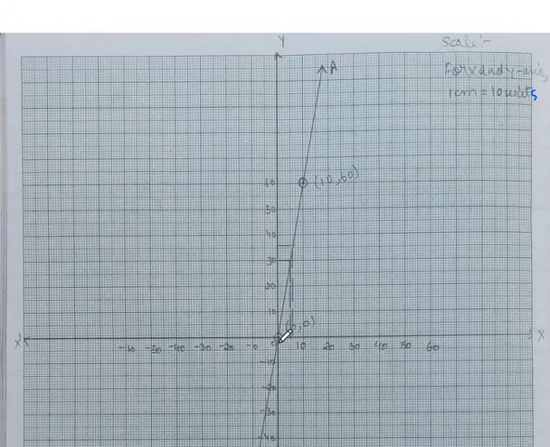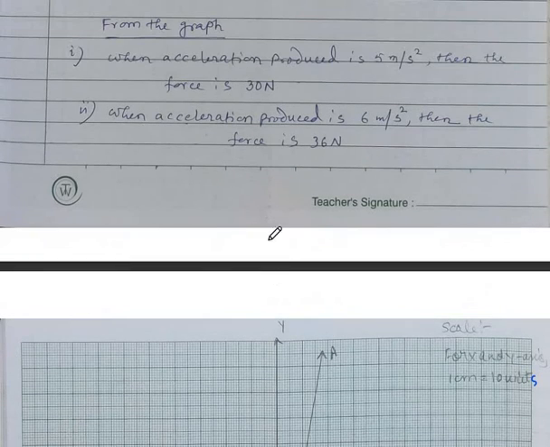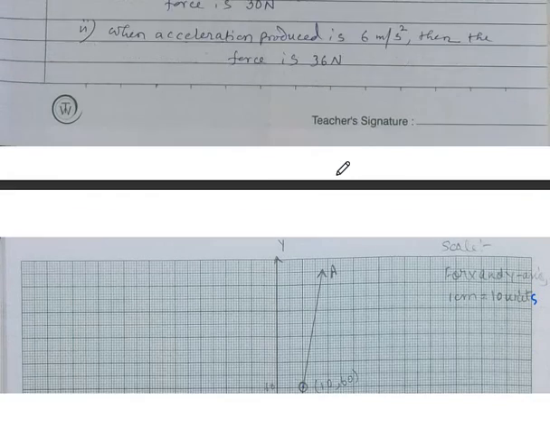Now when acceleration is 6, next to 5 it is 6, because scale I have taken 1 centimeter 10 units. So this is 6 now. From 6 you can go up till your straight line. So till this much it is coming. That is 36, the measurement. So when acceleration is 6 meter per second square, force required is 36 Newton. That's why first answer I wrote 30 Newton force required when the acceleration is 5, and when the acceleration is 6, we need 36 Newton.